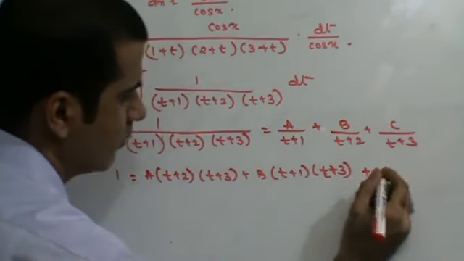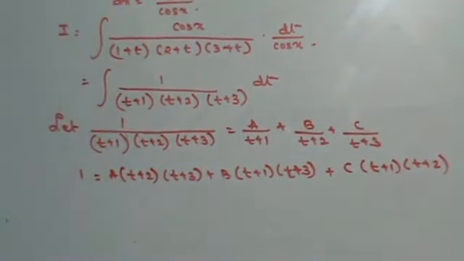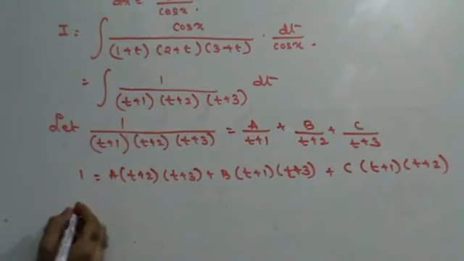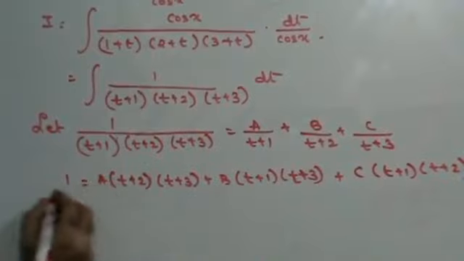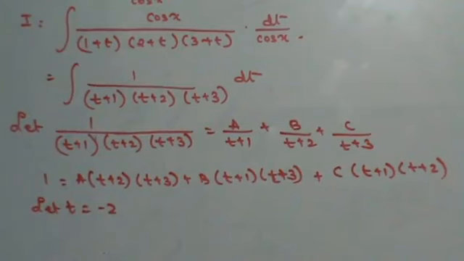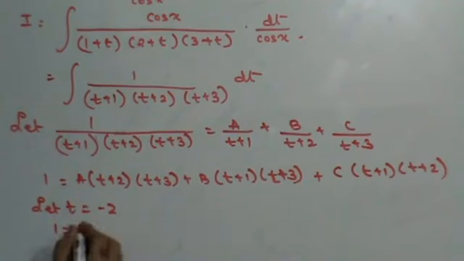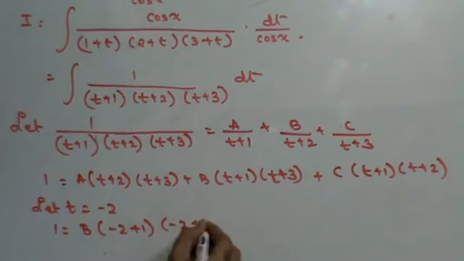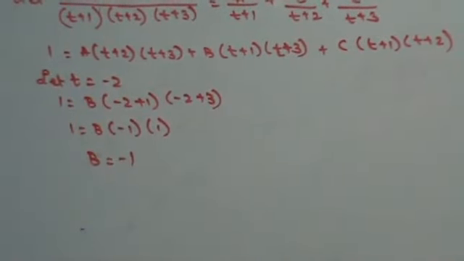plus c times (t plus 1)(t plus 2). Right? Now, the common denominator I have cancelled. Let t be equal to, in order to make the first bracket 0, I'll assume t to be minus 2. So the t plus 2 term becomes 0. b into (minus 2 plus 1)(minus 2 plus 3), that is b into minus 1 into 1. So b is equal to minus 1.